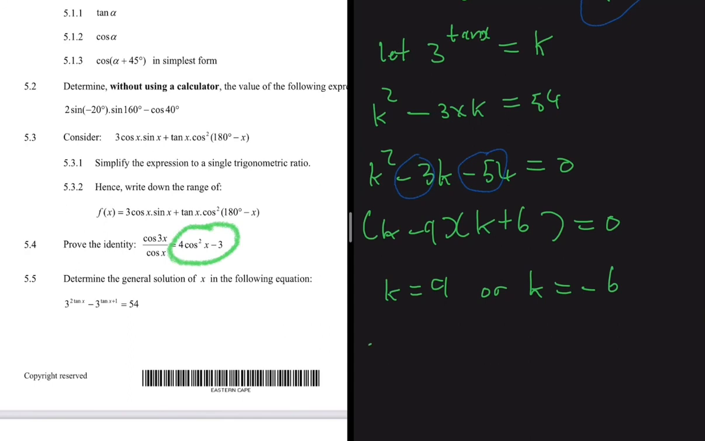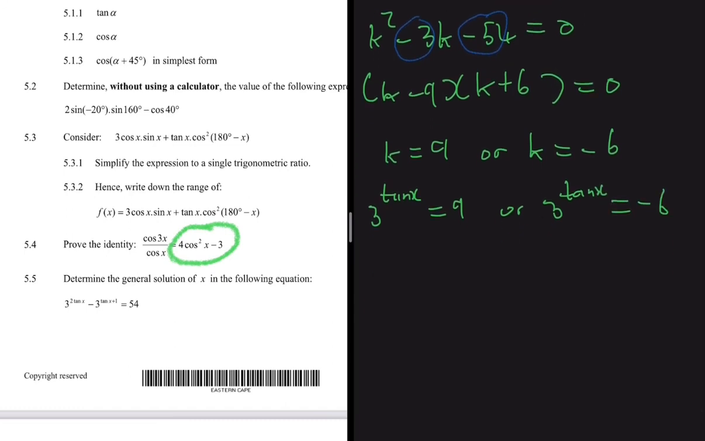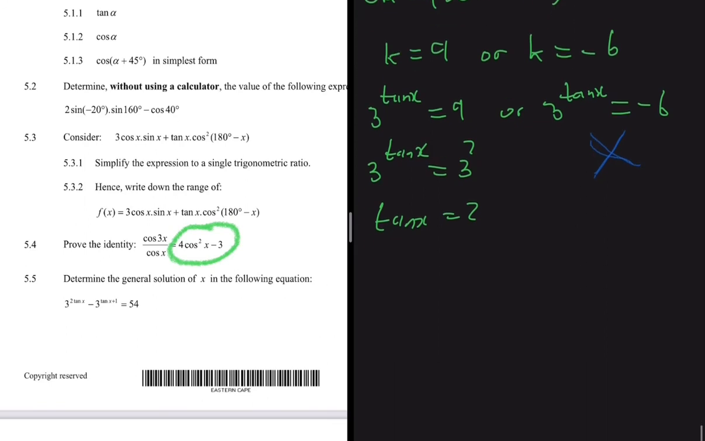But what is k? We know that k is 3 to the tan of x, so 3 to the tan of x would also equal minus 6. This part falls away. It cannot be true, so we are only left dealing with k equals 9. So 3 to the tan of x equals 3 squared. Now we drop the bases, so tan of x is equal to 2. So we can say x is equal to arctan of 2.